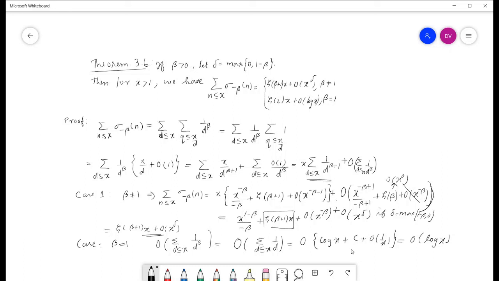Okay, so in the case when beta is equal to 1, we have the partial sum equal to zeta of 2 times x plus O of log x. So these are the two cases that you have to prove.